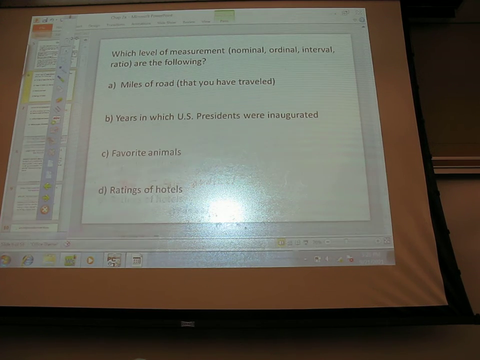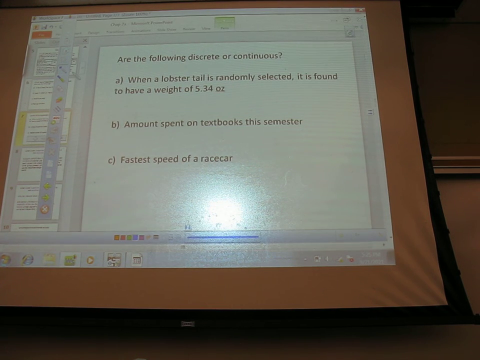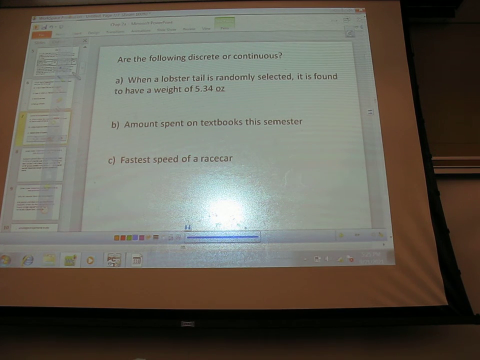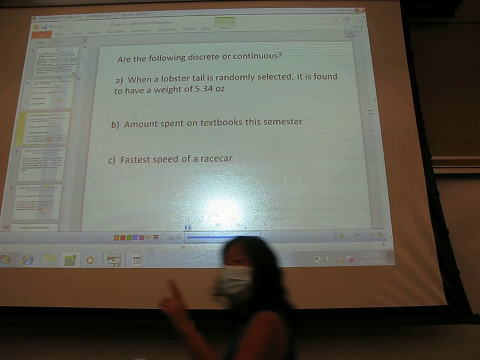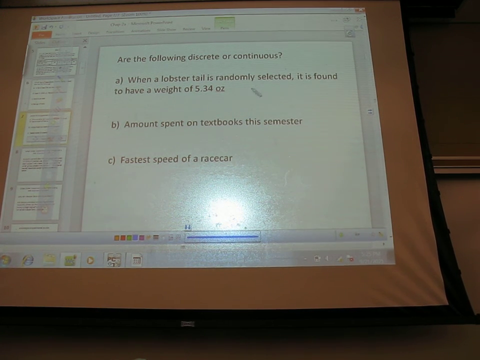All right. Next. Are the following discrete or continuous? When a lobster tail is randomly selected, it is found to have a weight of 5.34 ounces. Is weight something that you count or measure? Measure. So then is it going to be discrete or continuous? Continuous.